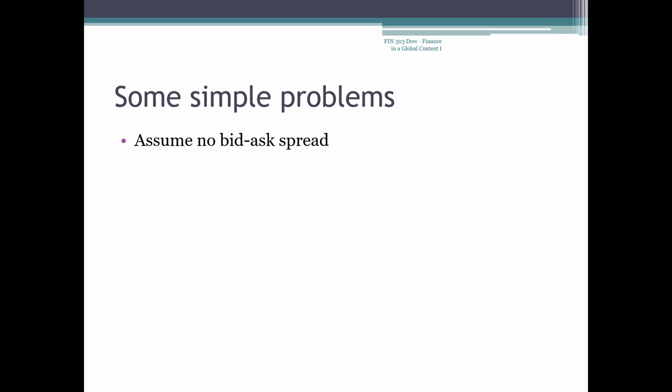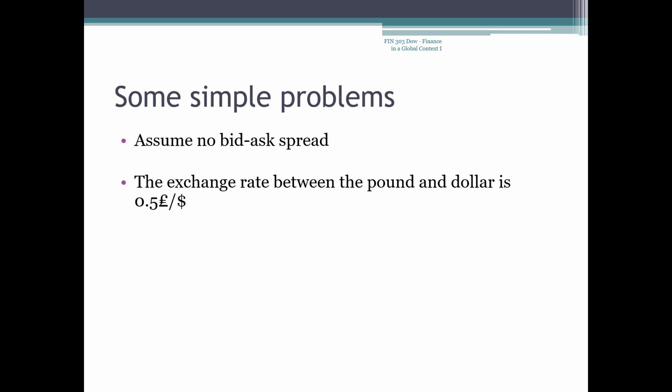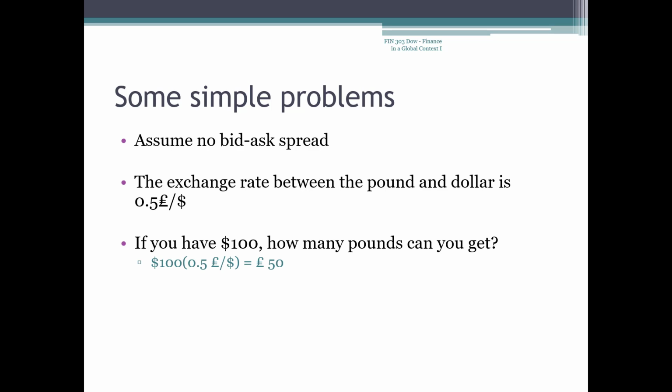We'll start with some simple problems. To keep things simple, we're going to assume that there is no bid-ask spread, so we can calculate one exchange rate as the reciprocal of the other. We'll use the dollar and the pound and assume an exchange rate of 0.5 pounds per dollar. If you have $100, how many pounds can you get? We multiply $100 by 0.5 pounds per dollar to get 50 pounds.